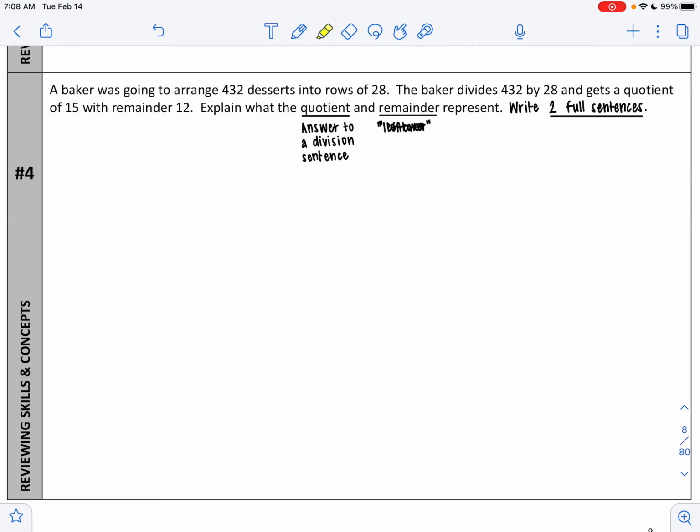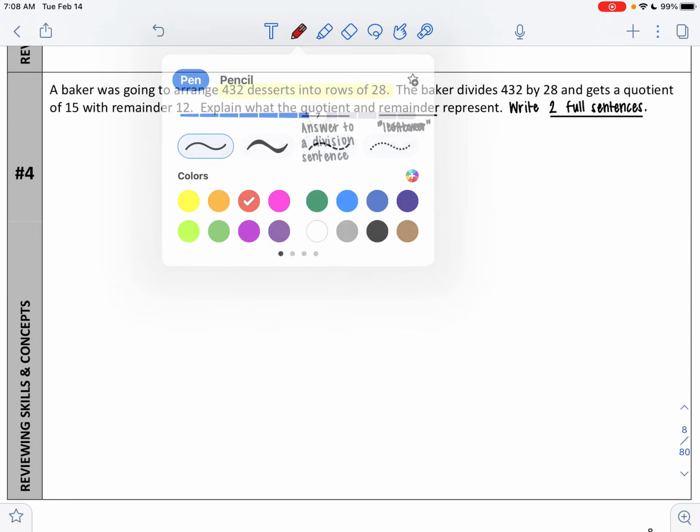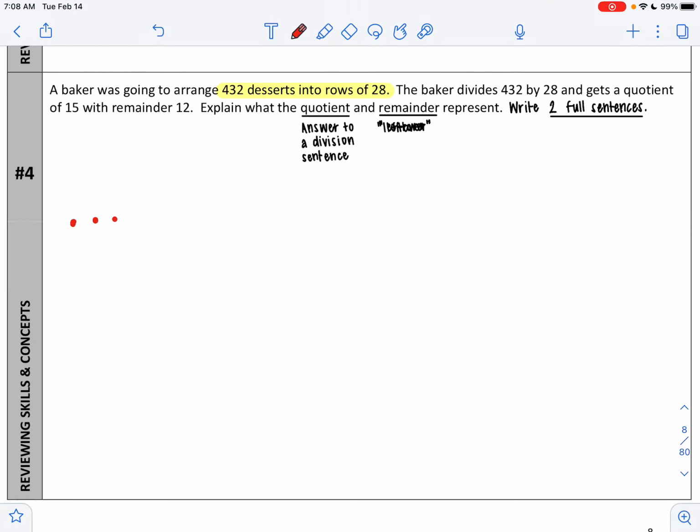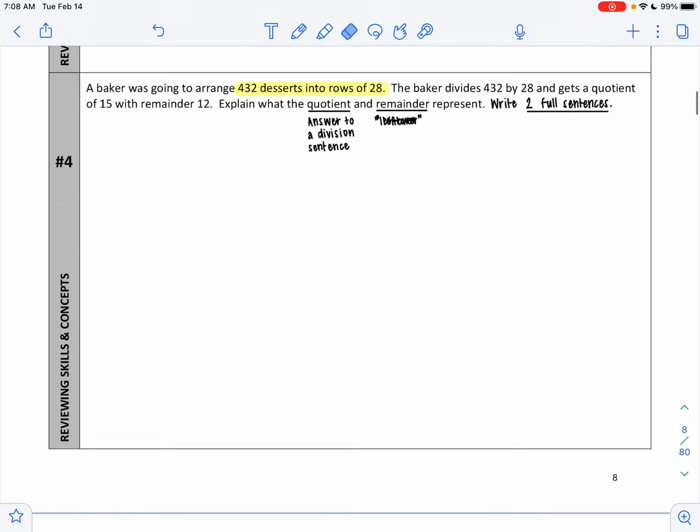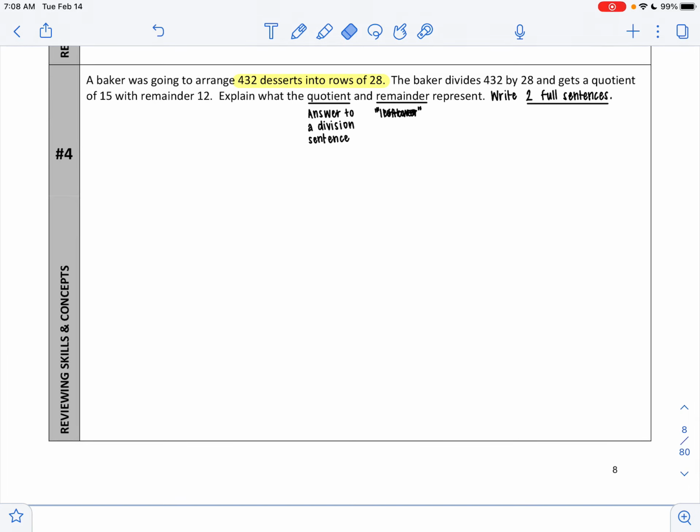If you're stuck, my suggestion would be to draw this out. And you could just draw the rows of 28 with dots. 1, 2, 3, 4, 5, and count all the way up to 28. If you're stuck, you don't need to do that, but that's an option that you have. We're going to move on to Tuesday now, so if you need to pause the video or come back later, this is the time.